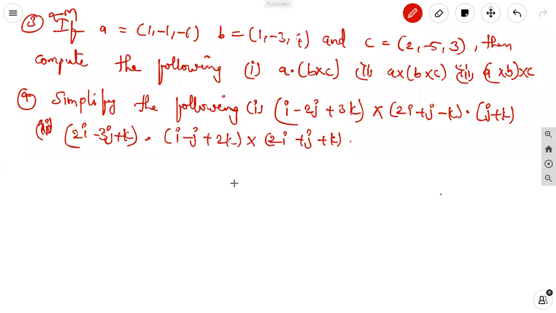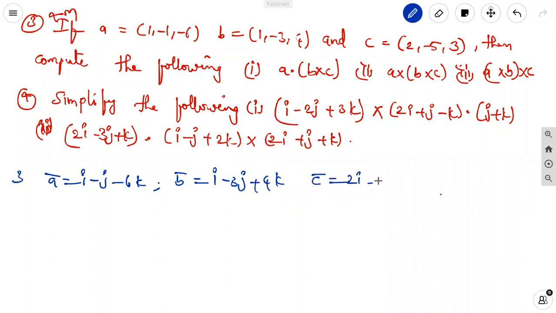Third one: if A equals 1, minus 1, minus 6, B equals 1, minus 3, 4, and C equals 2, minus 5, 3, then compute the following. Here, we can take the A vector equal to i minus j minus 6k, B vector equal to i minus 3j plus 4k, C vector equal to 2i minus 5j plus 3k. Then we find the first, A dot (B cross C); second, A cross (B cross C); third, (A cross B) cross C.